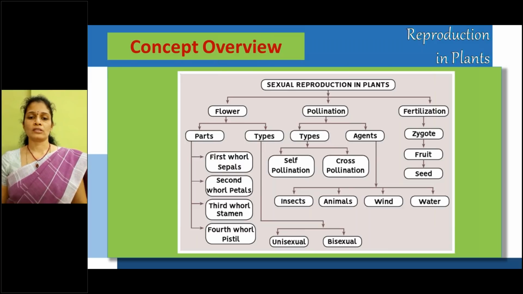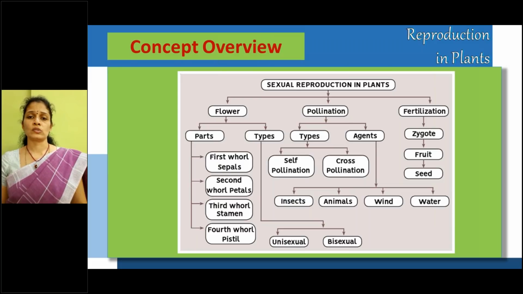And the fourth part is pistil. The pistil is the fourth whorl of the flower. It is the female reproductive part of the flower and it consists of 1 or 2 carpels and each carpel consists of 3 parts, that is ovary, style, stigma.